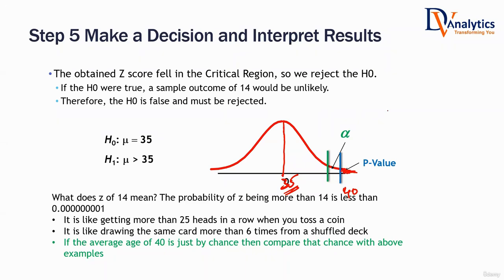But if that probability is very, very less, let us suppose the p-value is only 0.02, that means only a 2% probability. Are you going to accept the null hypothesis or reject the null hypothesis? Let me give you a way to decide based on the p-value whether to accept or reject.